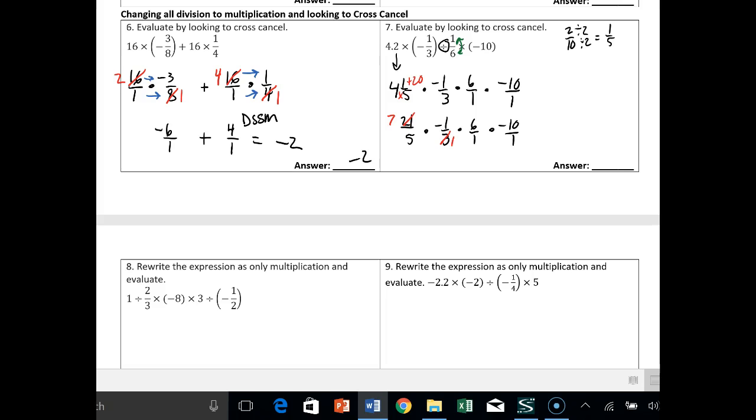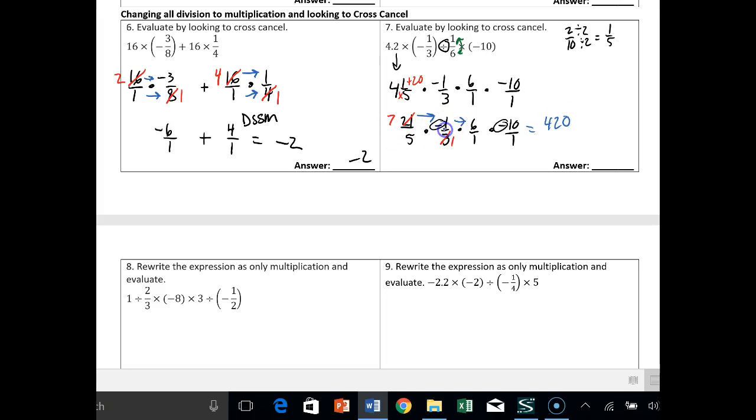And now, in my head, I'm going to ask myself, all right, since I'm multiplying, how many negatives do I see? I see 2 negatives. That's an even amount of negatives, so my answer is going to be positive. So wonderful, I don't have to worry about the negatives. Now let's just multiply straight across. 7 times 1, 7. 7 times 6, 42. 42 times 10, 420.